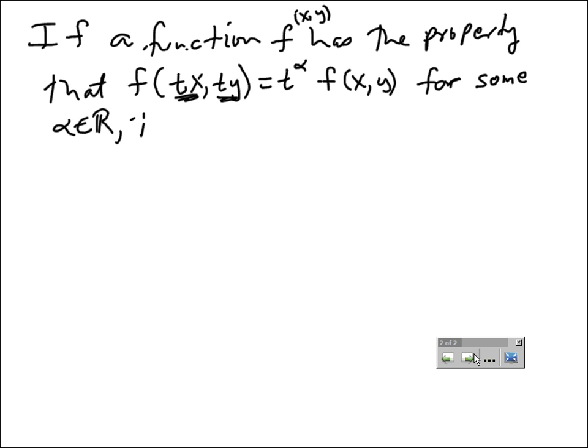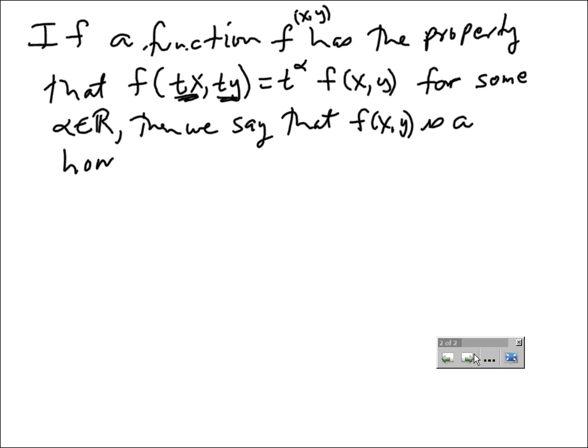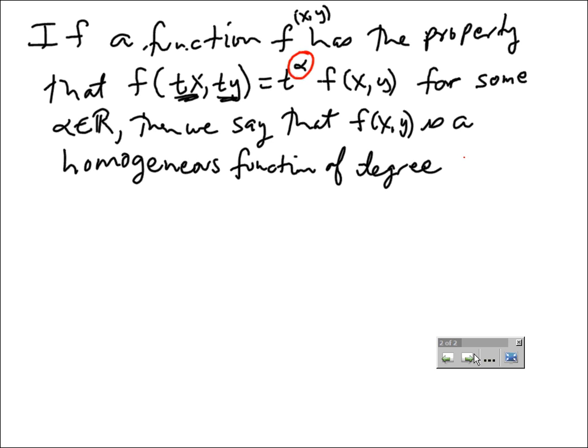If that's true, then we say that f of xy is a homogeneous function of degree alpha. Of degree alpha. Let's look at an example.